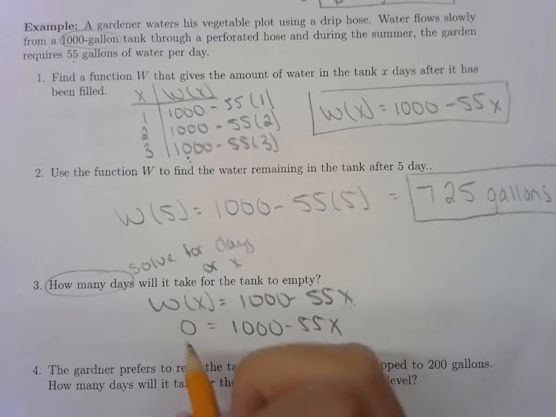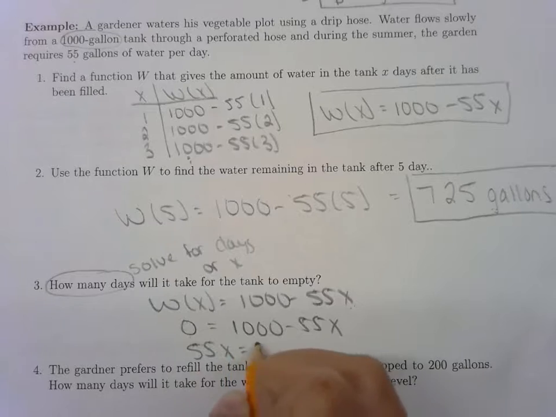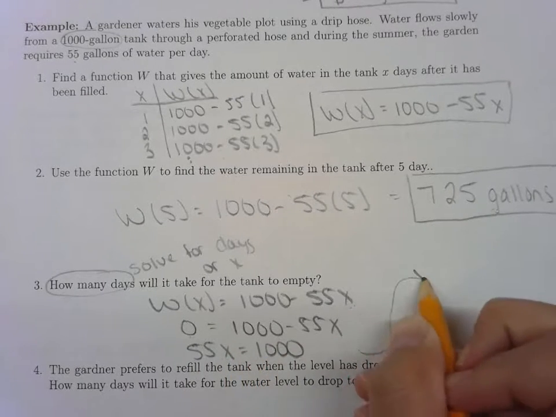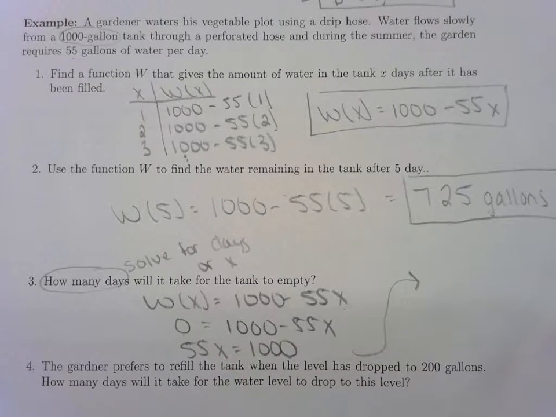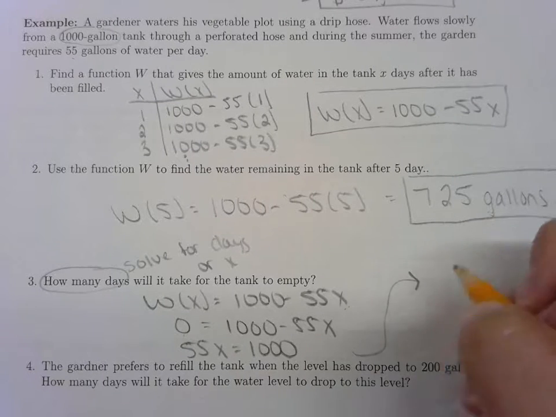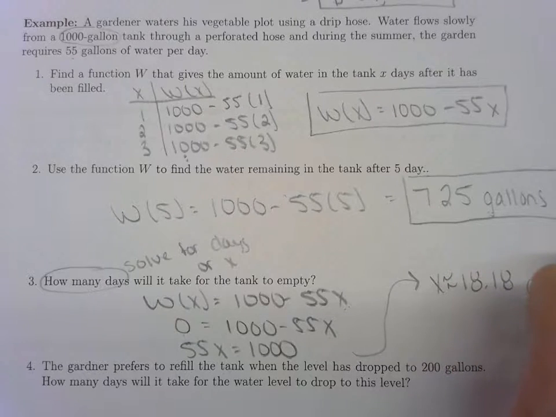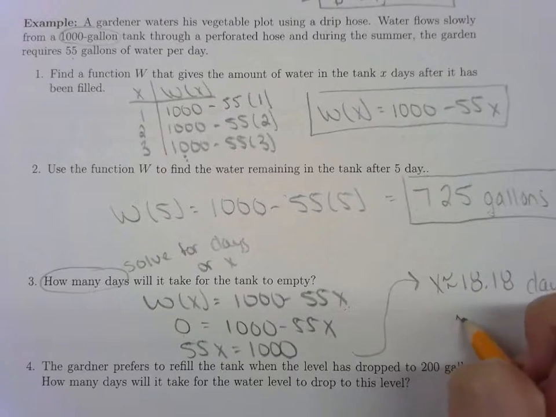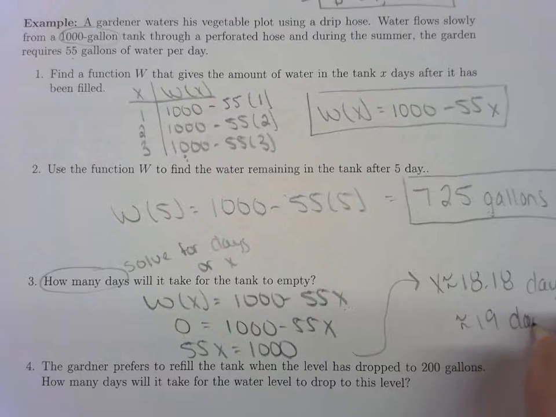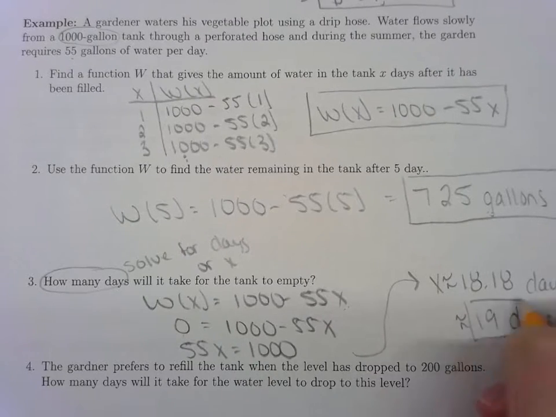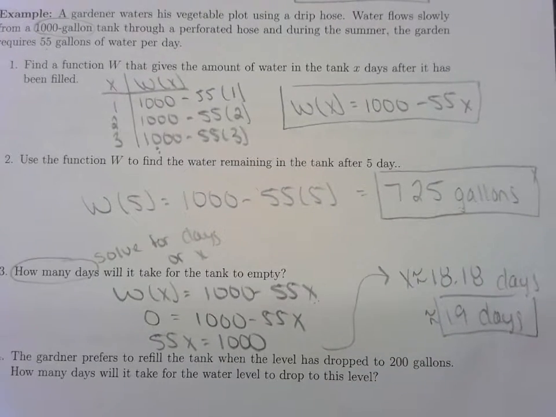I'm just going to bring the 55x over to this side. Divide by 55, which again I'm going to need to use the calculator for. I got x is approximately 18.18 days. So this would be about 19 days. You would want to round up here, 19 days, because if you just said 18, the tank wouldn't be completely empty.